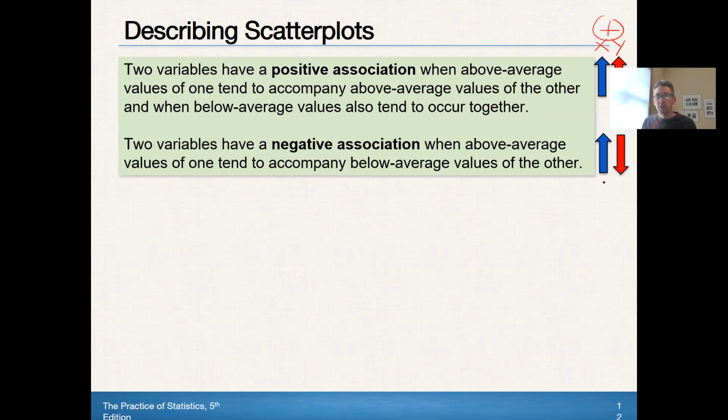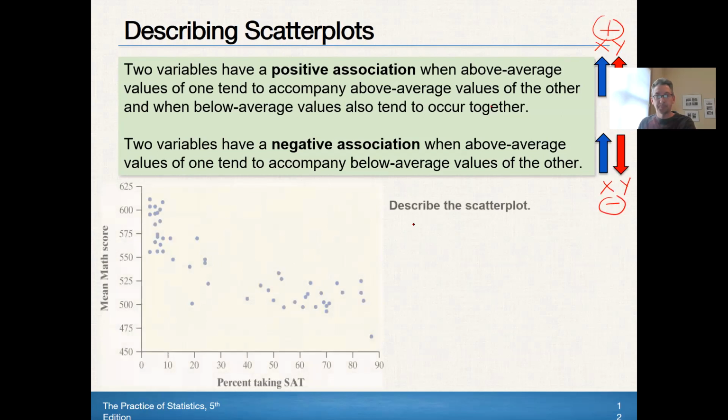If you have a negative association, that's where you see one variable goes up and the other one goes down. And it doesn't matter that it's the x going up with the y down or the x going down with the y up, but they're moving in opposite directions.